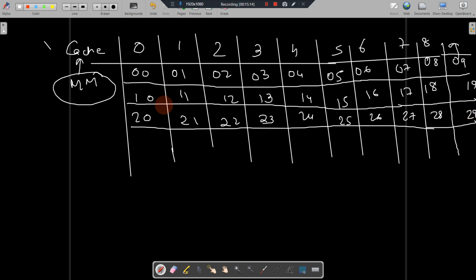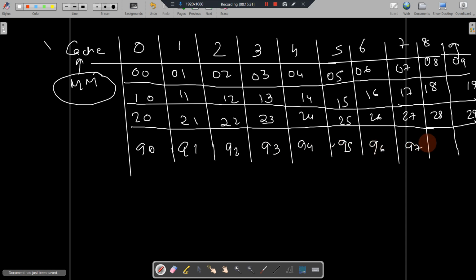Now can you observe? One more we will write, and so on till 90, 91, 92, 93, 94, 95, 96, 97, 98, 99. So these main memory block numbers are mapped to these respective cache memory block numbers.